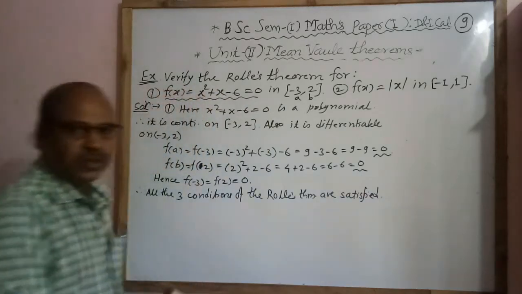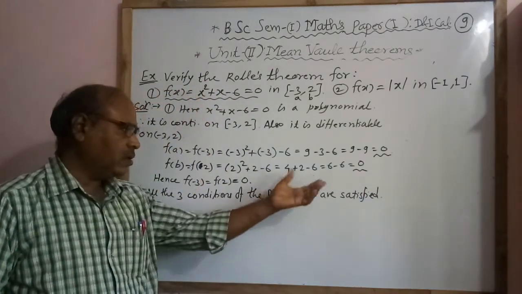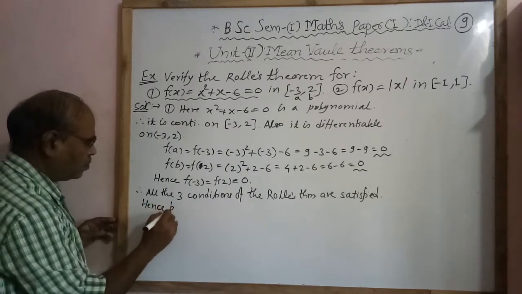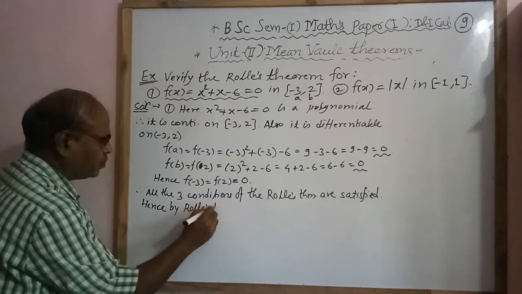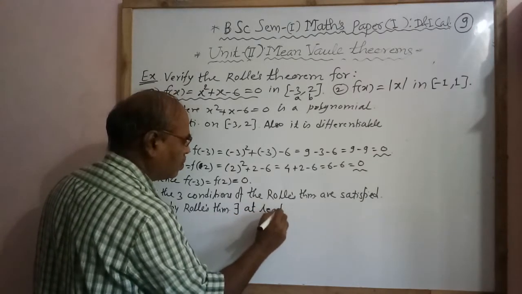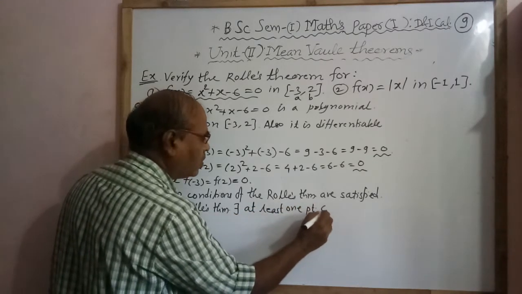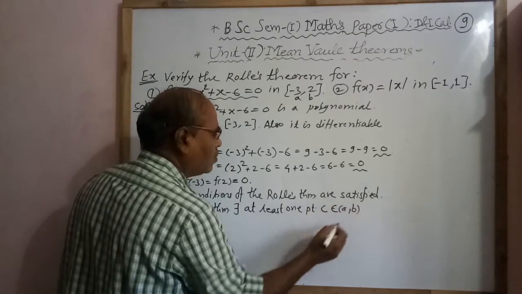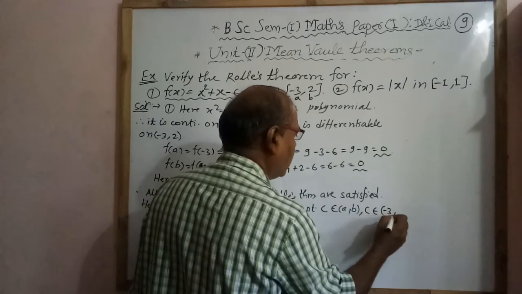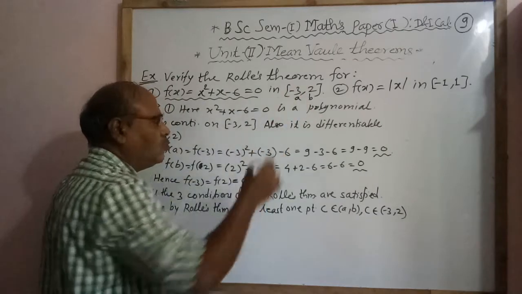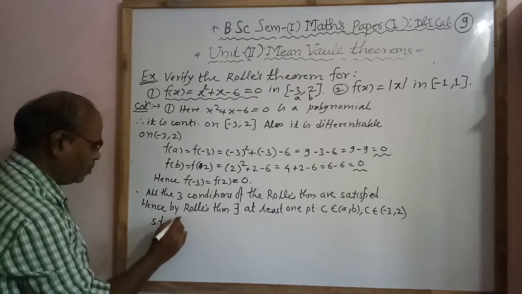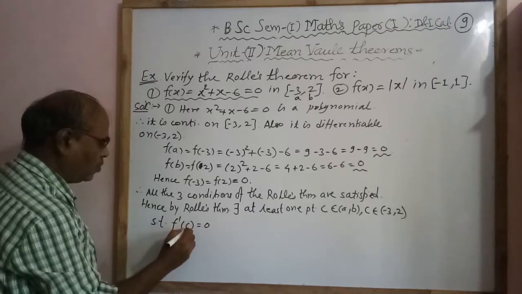Therefore, according to Rolle's theorem, there exists at least one point C belonging to the open interval AB such that f dash of x is equal to 0. Hence, by Rolle's theorem, there exists at least one point C belonging to AB. Here C belongs to the open interval minus 3 to 2, because the interval is the closed interval minus 3 to 2, such that f dash of C equals 0.